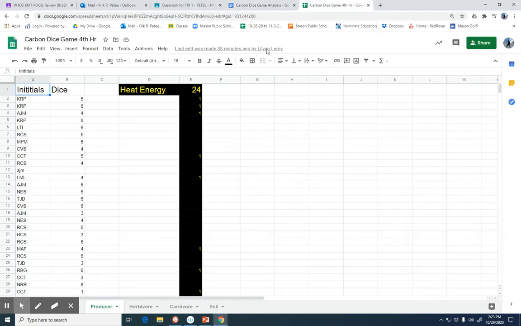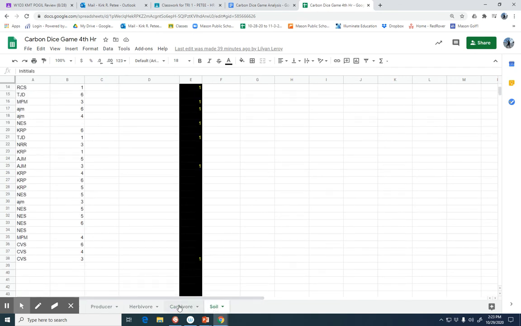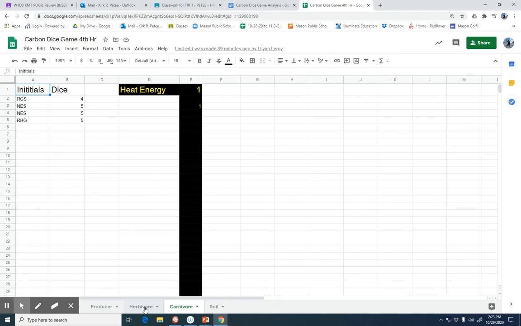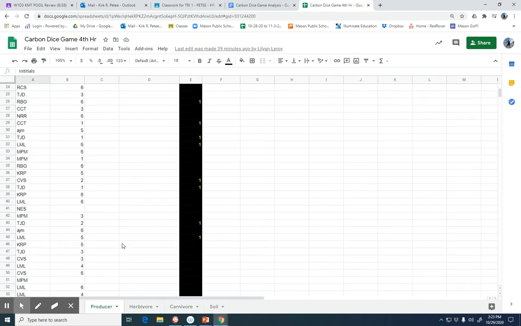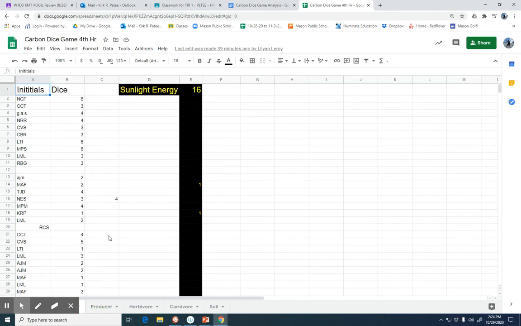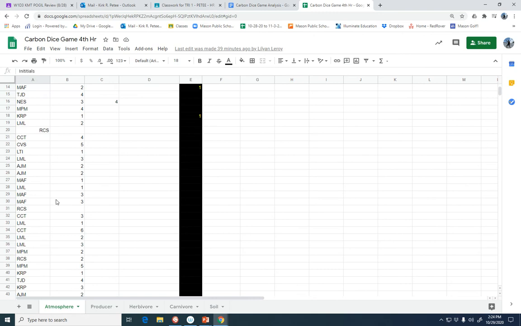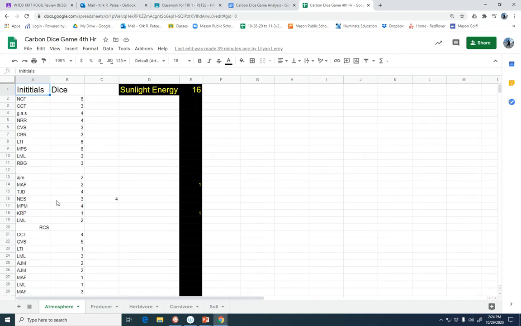If you were absent, you can still use the spreadsheet today and look at everything. You can see where most of our tallies are. We have quite a few tallies in the soil, very few in the carnivore, very few in the herbivore, quite a few in the producer, and again, most of the time was spent in the atmosphere. So we can see in our atmosphere here, we spent a lot of time. So that's what we had in that situation there.